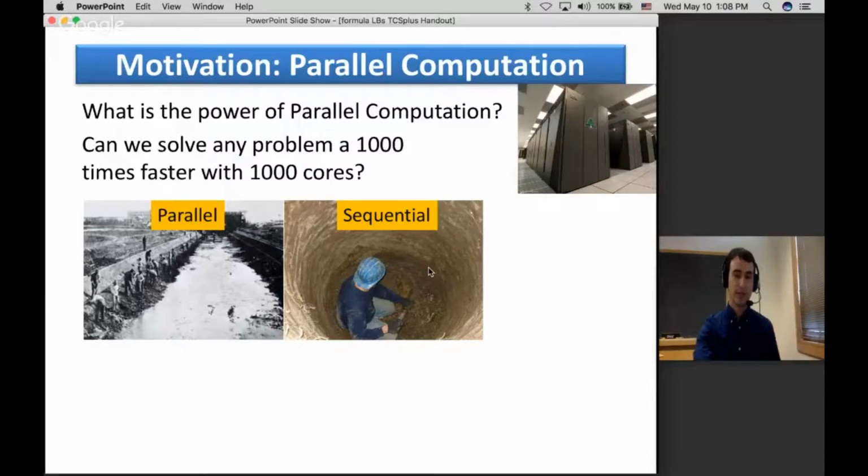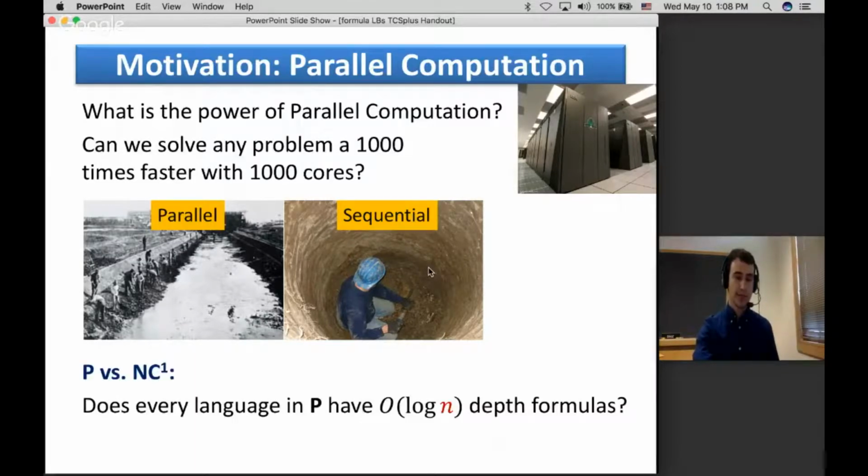And this is really the P versus NC1 question. So, one way to phrase it: can we do anything in P also in logarithmic depth formulas? So can we do anything in P in NC1? Or alternatively, can we do it with polynomial size formulas? This would be amazing. It will mean that you can take any computation that runs in polynomial time and on a parallel computer run it in logarithmic time.